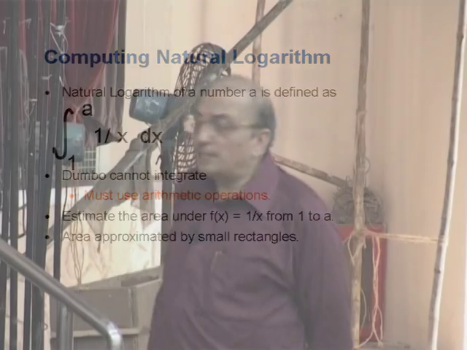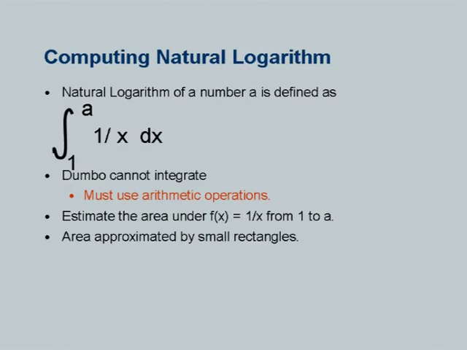How do you calculate this? Dumbo cannot integrate or differentiate. So dy by dx, d square y by dx square, etc., don't mean anything to him. So we have to use arithmetic operations to calculate this. Fortunately, there is an arithmetic equivalent approximation to calculate this integral in terms of Riemann integrals. Everybody is familiar with Riemann integral? Everybody is familiar with the integral from 0 to 1 of f(x) dx? Good.